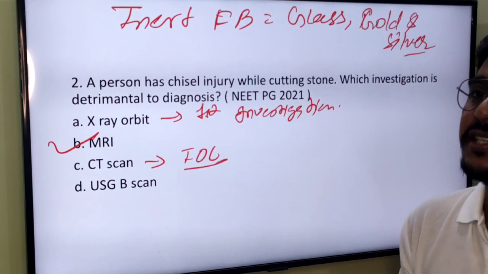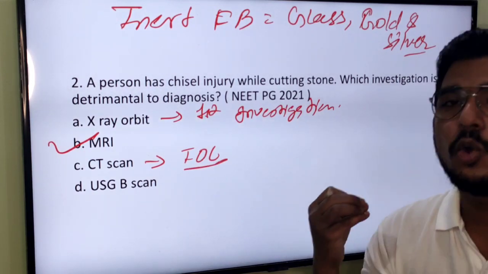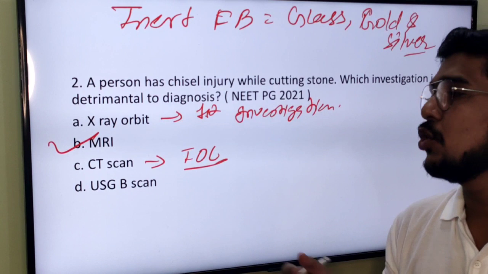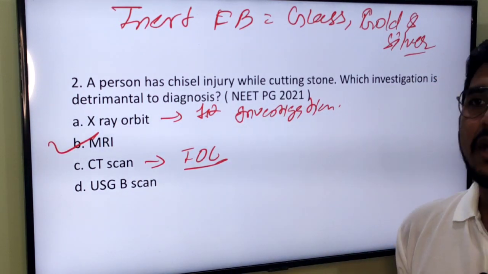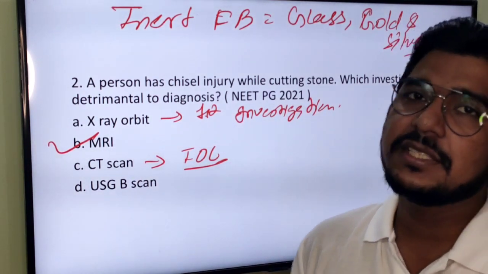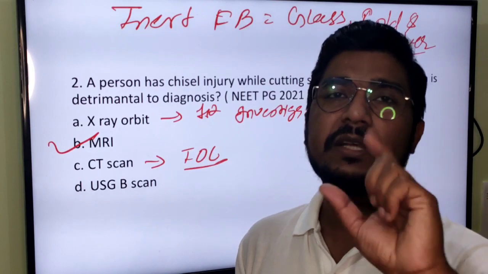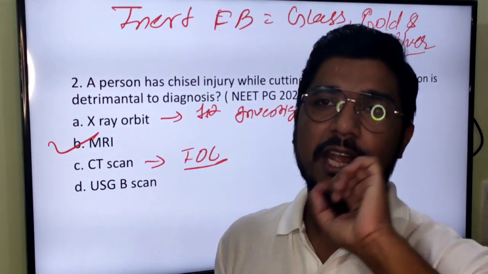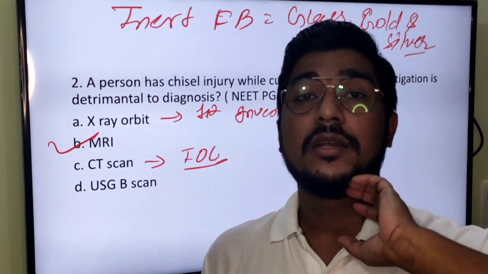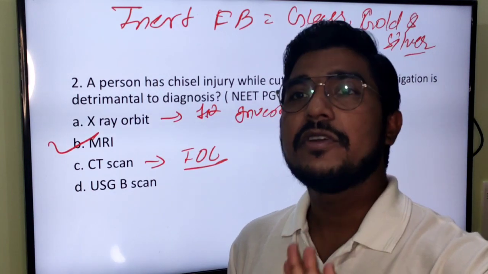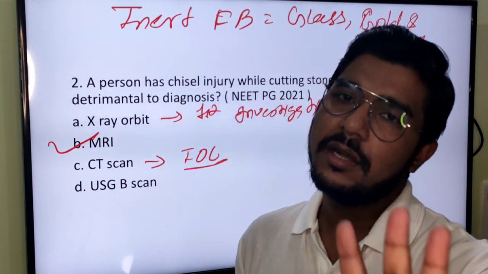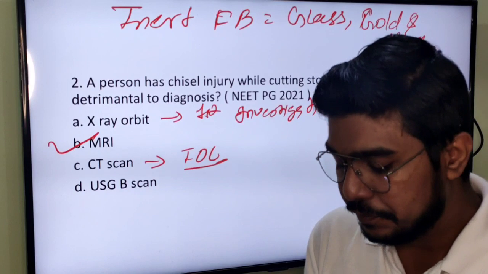CT scan is the investigation of choice. In case you want to know the exact location of the foreign body, you have to go for the CT scan. Ultrasonography or B scan can only give the hyperreflectivity of that area, and it will not tell you with certainty about the presence of the foreign body, right?